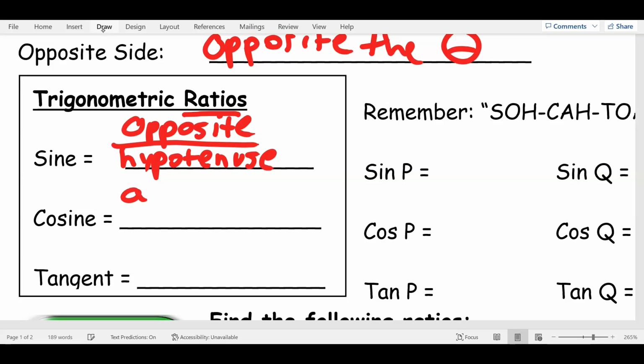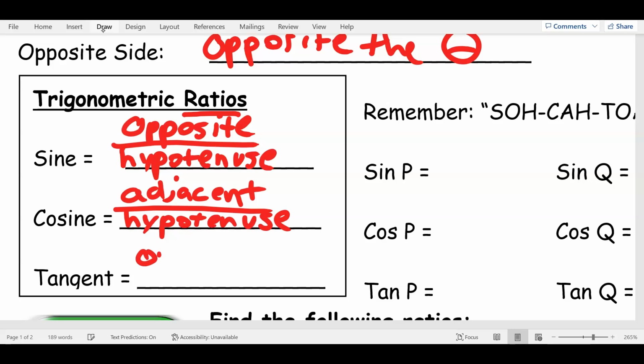Cosine is adjacent over hypotenuse. And then tangent is opposite over adjacent.